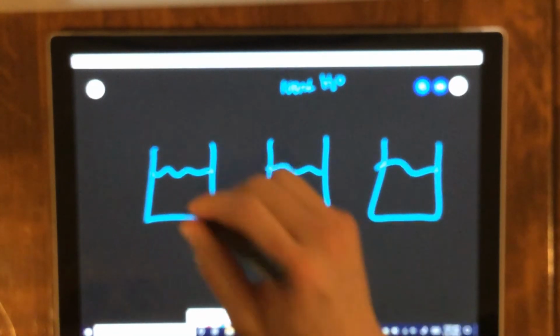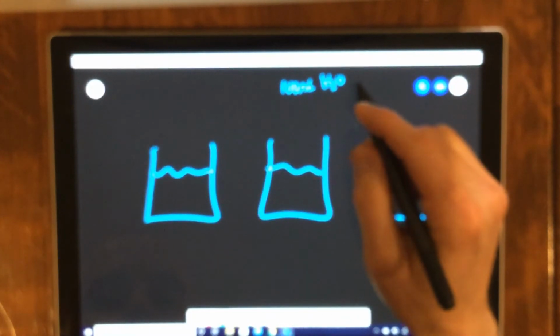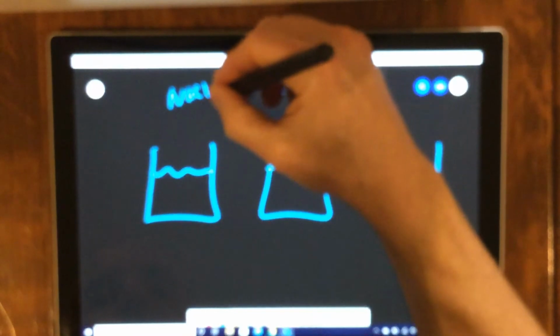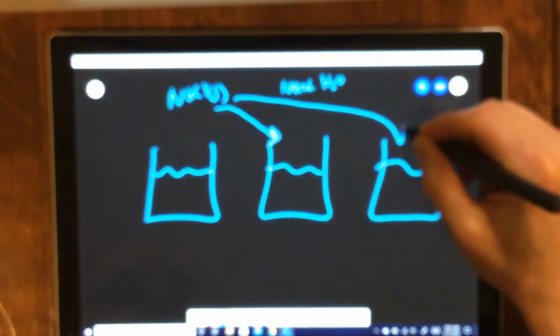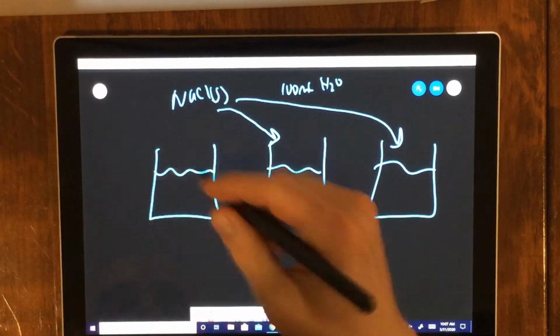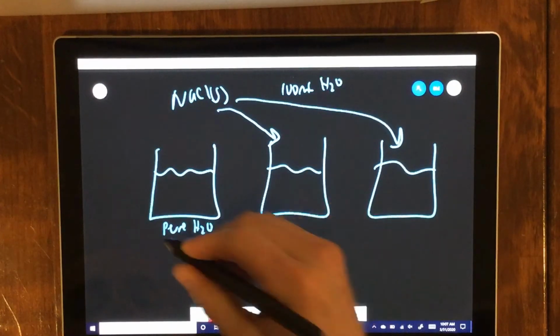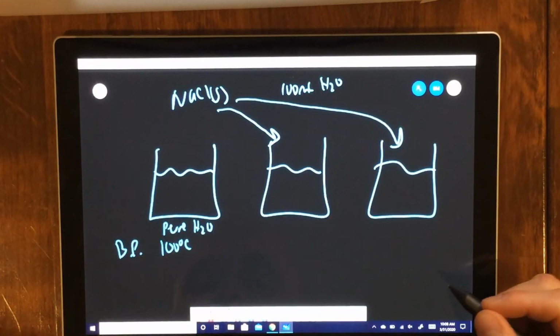Okay. So let's say this water I don't add anything to. Right? So let's say I have a solute, we'll just say salt, NaCl solid, right? And we're going to add it to this one, and we're going to add it to this one. This one is going to be pure water, pure H2O. That's going to boil at 100 degrees. So boiling point, 100 degrees.